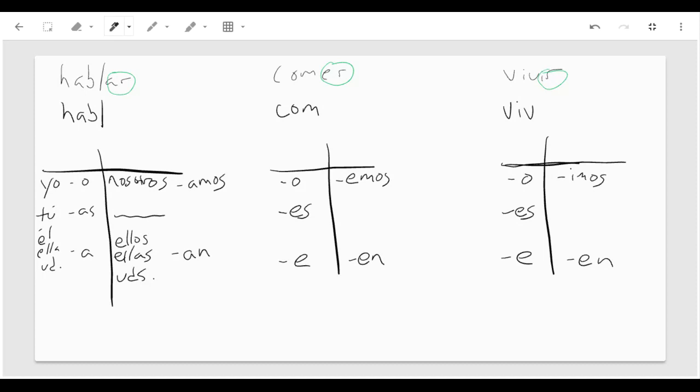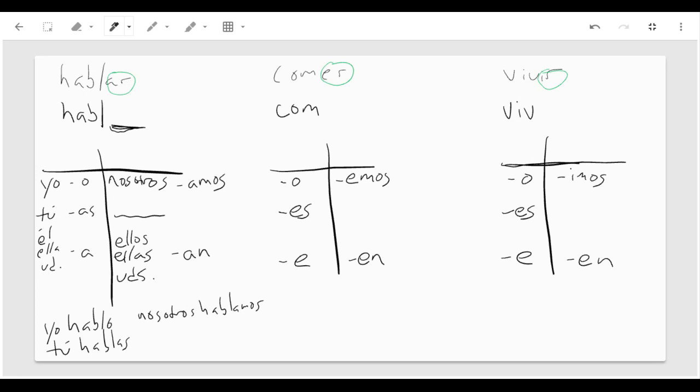Right? So the next thing that we want to do is, whether it's I speak for hablar, you speak, he speaks, we speak, or they speak, or you all speak, we're just going to add that ending in right there. Okay, so yo hablo. Tú hablas. Nosotros hablamos. All right, and so on for the rest of them.